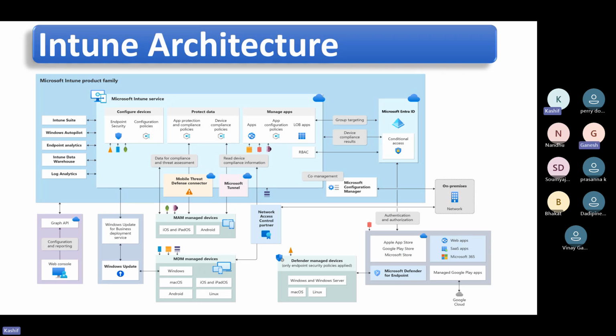Now, when you create your Intune subscription, you get your web console, your Intune access. How will you access Intune? Using the web console. From that web console, you do configuration and reporting. Your information goes to Graph API, and Graph API is a communication bridge between you and the Intune services in the backend. So your data will pass on to the Intune services in the backend, and it will be configuring devices, protecting data, or managing applications, depending on what you would like to do.